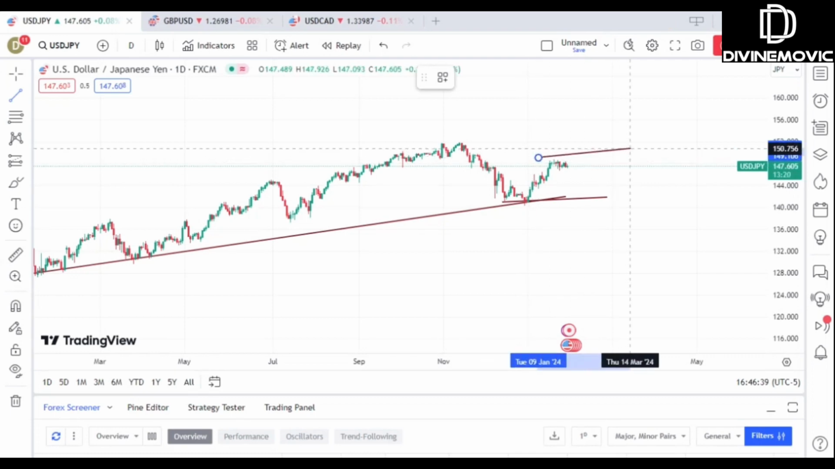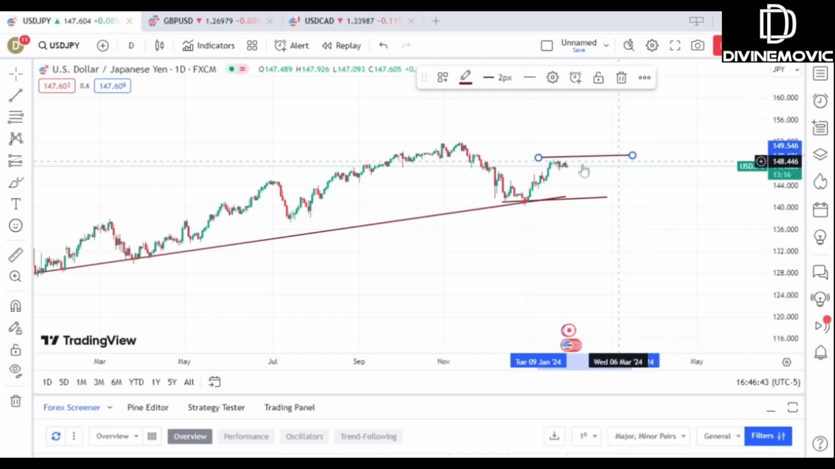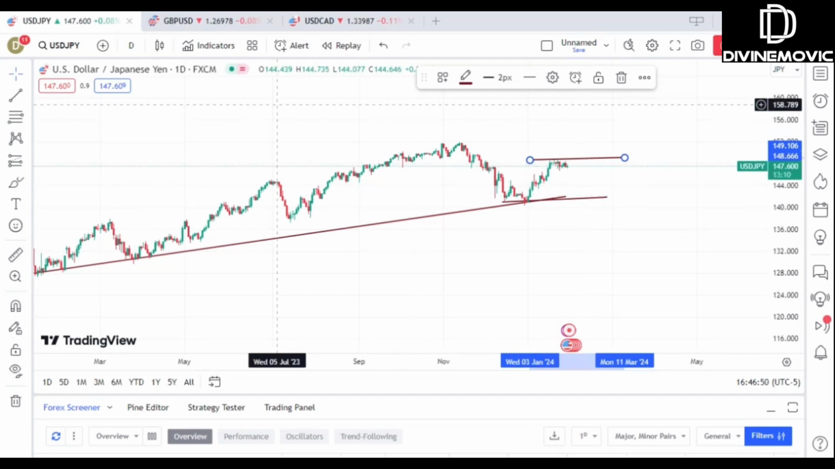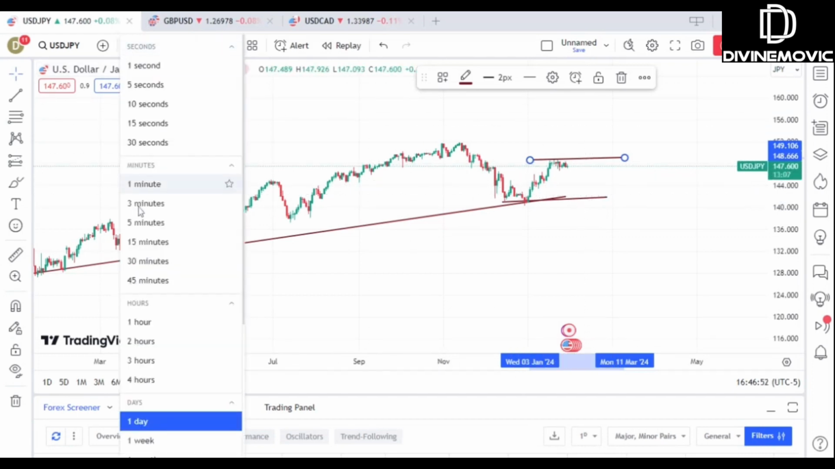So what I'm going to do now is go to the 4 hour time frame and understand what is going on between these key levels here and this support key level. So I'll switch to the 4 hour time frame and understand the market structure going on in those key levels.